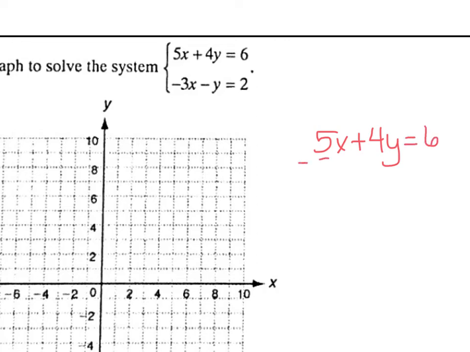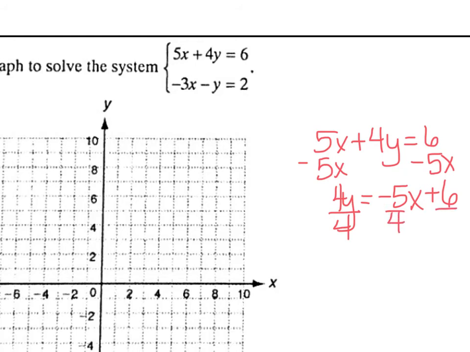So I'm going to subtract 5x. So I have 4y is equal to negative 5x plus 6. Divide by 4. So y equals negative 5/4 x. 6 over 4, I can divide them both by 2, which will give me 3/2, or maybe you changed it to 1.5.